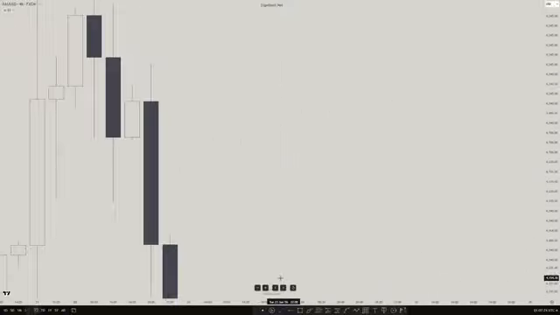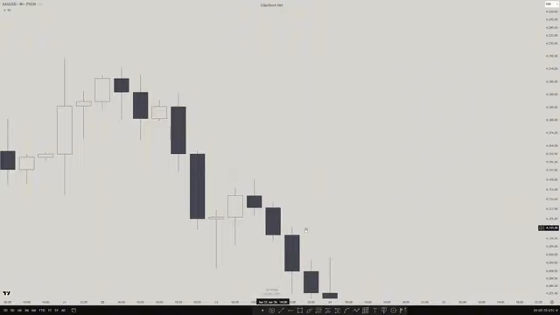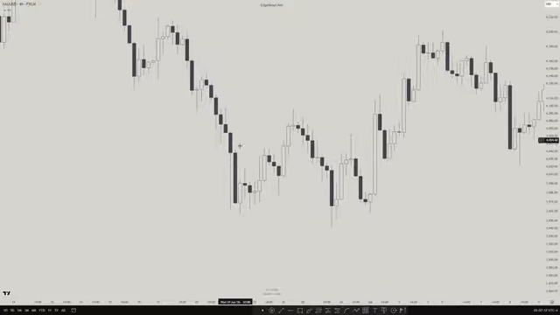If you focus on more pairs, you'll probably have a few opportunities a week. Now, notice here, we have a weakness and a strength. This candle tells me that we'll be having a continuation after it. And notice what happened. We just continue lower.